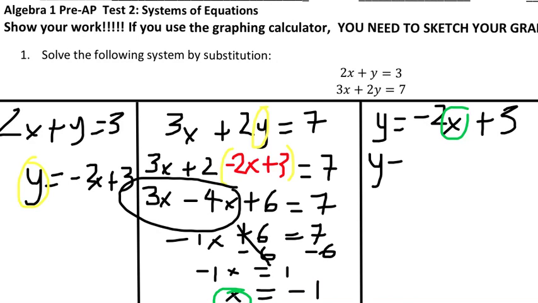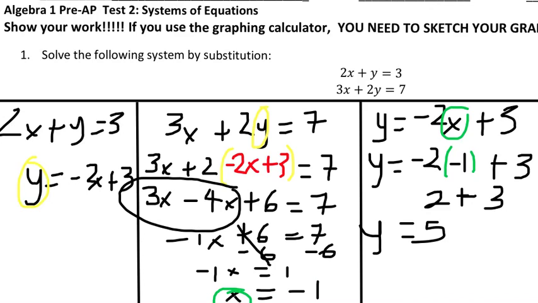And so I have y equals negative 2 times negative 1 plus 3. Negative 2 times negative 1 is a positive 2. 2 plus 3 is 5. So y equals 5. So the solution to this system is going to be written as an ordered pair. It is negative 1 comma 5. And that's the answer.